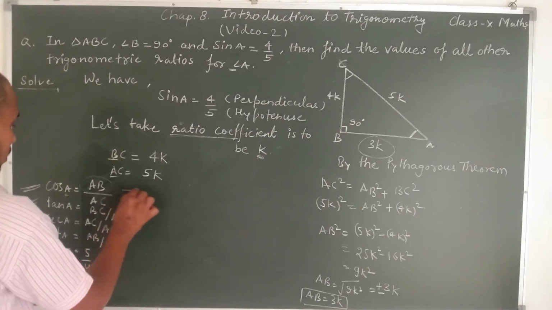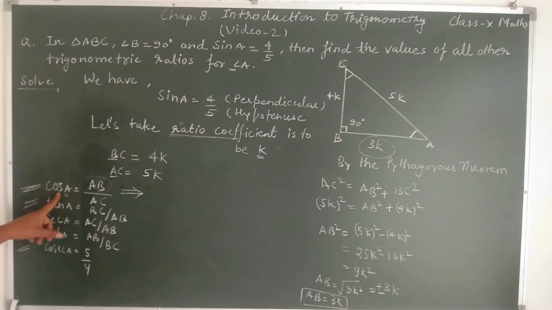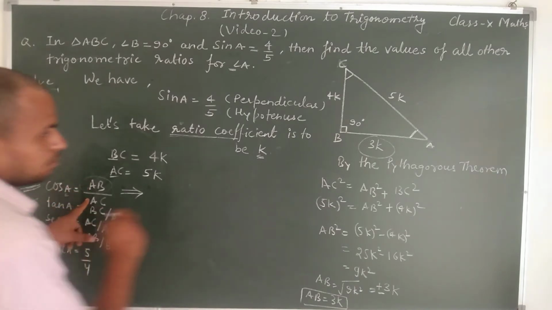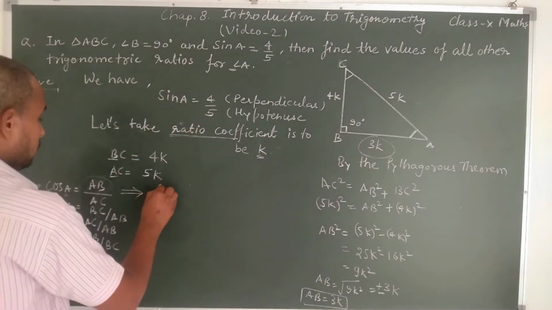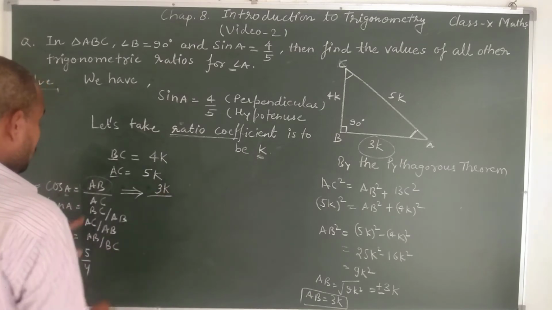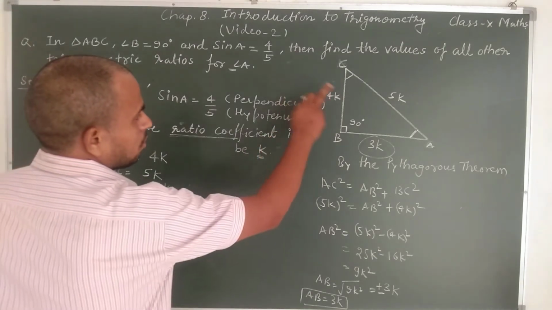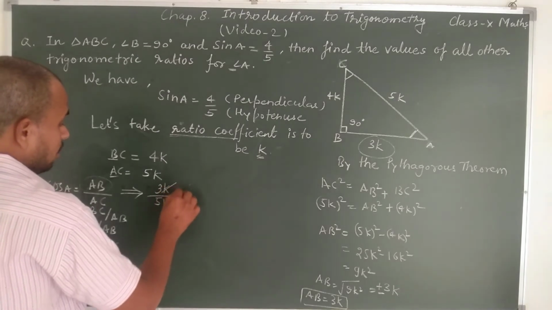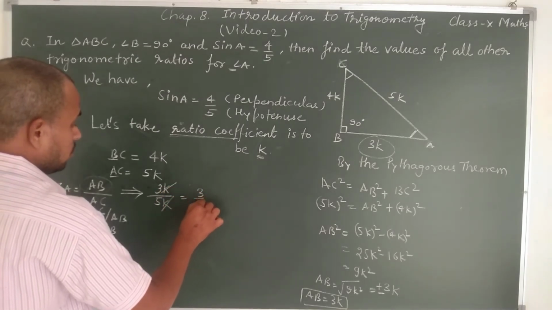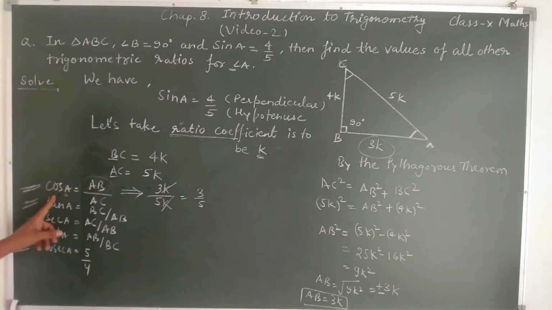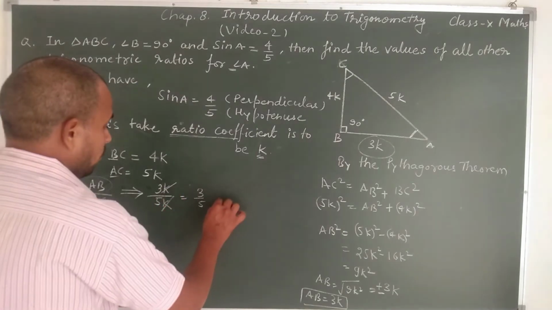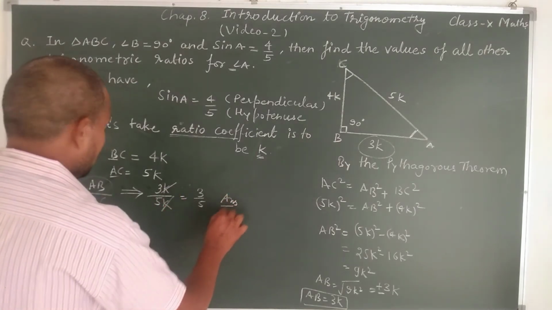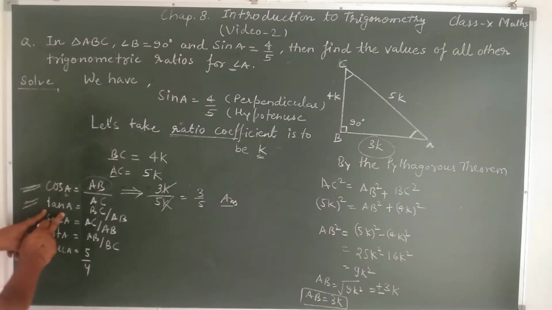First of all, we find the value of cos A: AB upon AC. AB is 3k and AC is 5k, and k cancels out. The ratio is 3 upon 5. The value of cos A is 3 upon 5. This is the answer.